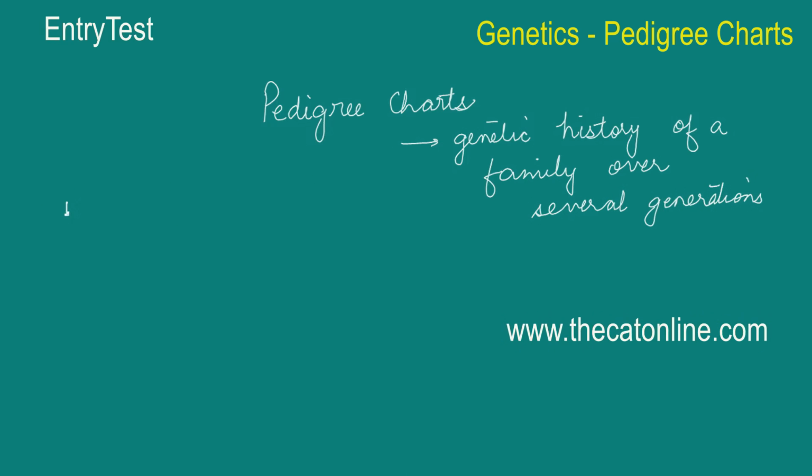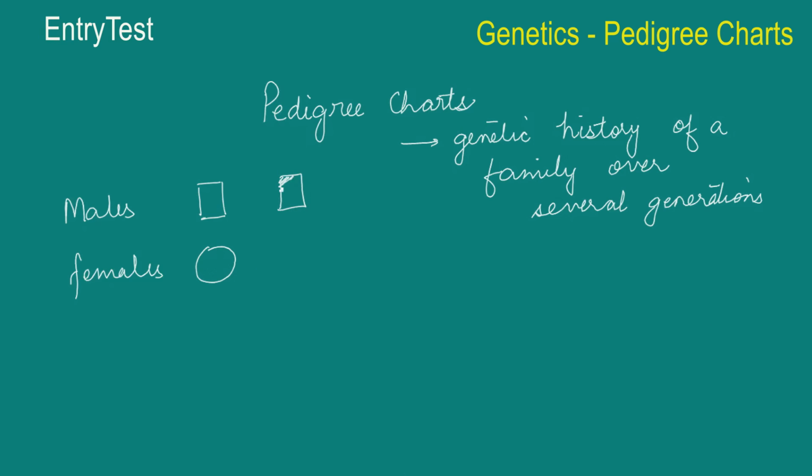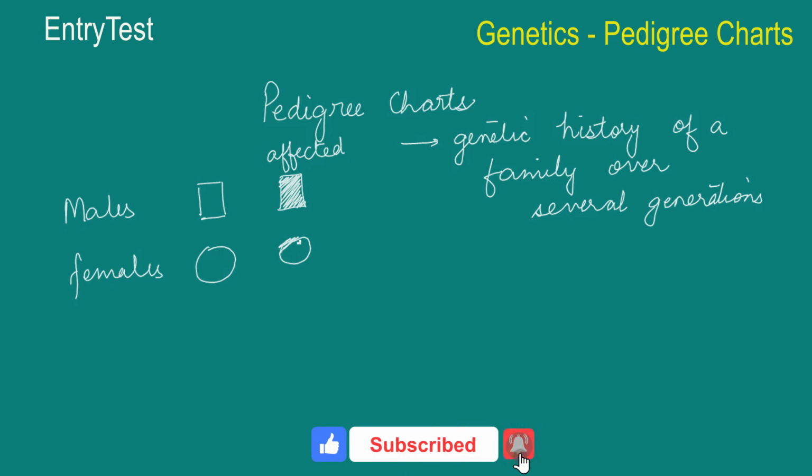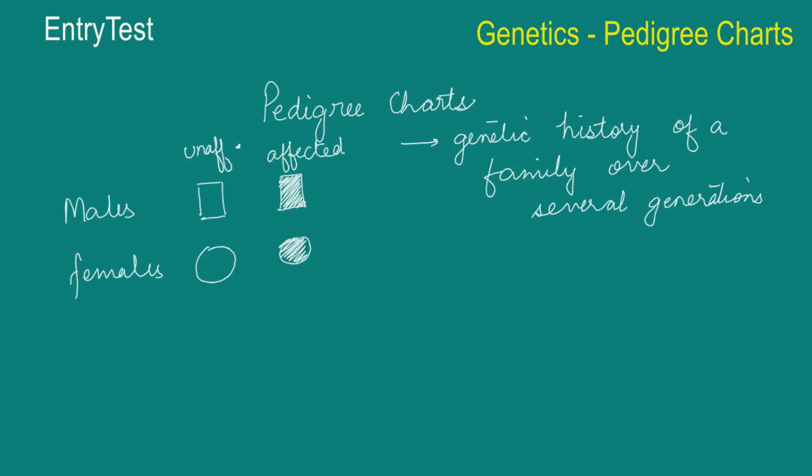The first thing is that males are represented by squares and females are represented by circles. The other thing, the shaded symbols mean that they are affected by a condition. So if this part is shaded, this would mean they are affected in case of a male and in case of a female. And this is going to be unaffected.